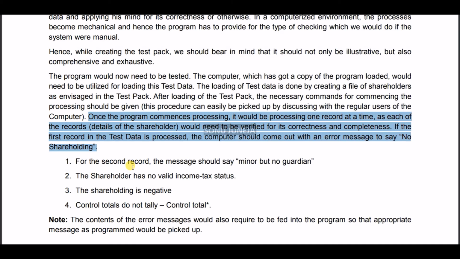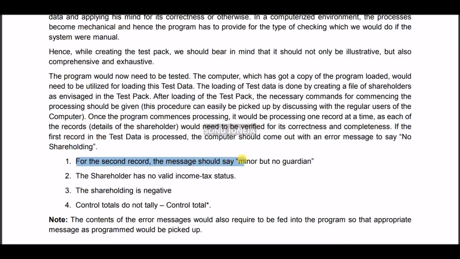where this error is occurring, that they are being entered into multiple cells with irregularity, the program should mention the error. Now for the second record, the message should say minor but no guardian. Shareholder had no valid income tax status. Shareholder is negative. Control do not tally. Control total.